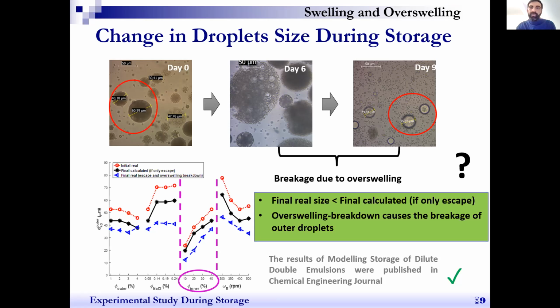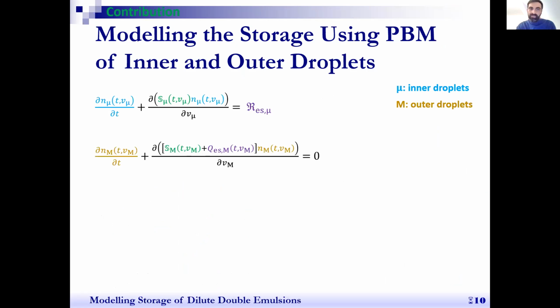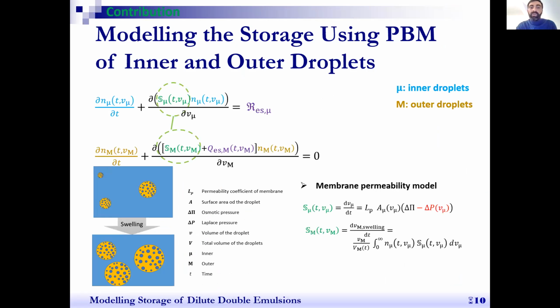After knowing the phenomena inside the system, now it was time to model the system. We used our general coupled population balance equation, which was introduced earlier. And we decided to model the system up to the onset of the overswelling phenomena. By doing so, the coupled population balance equation would be simplified to what is presented here, where we will have the swelling of inner and swelling of outer droplets.